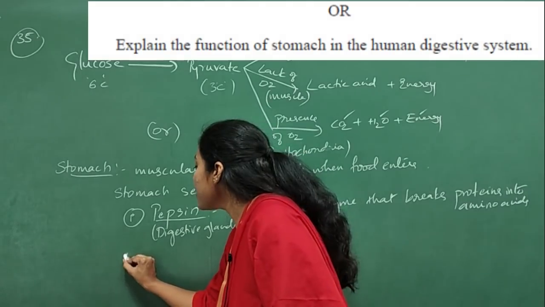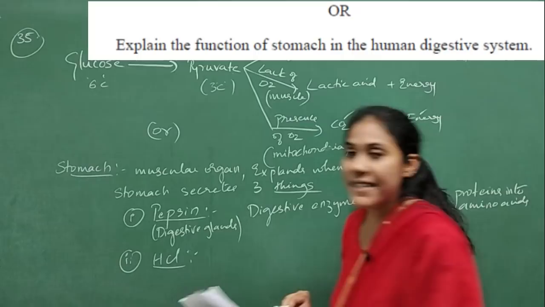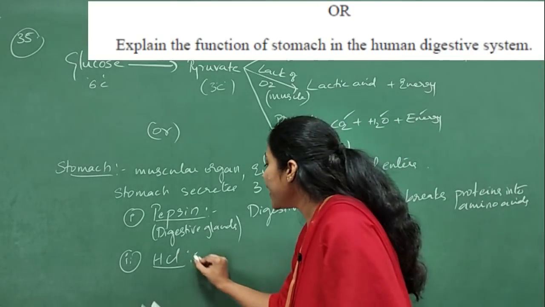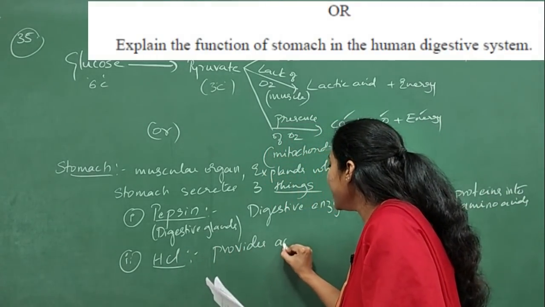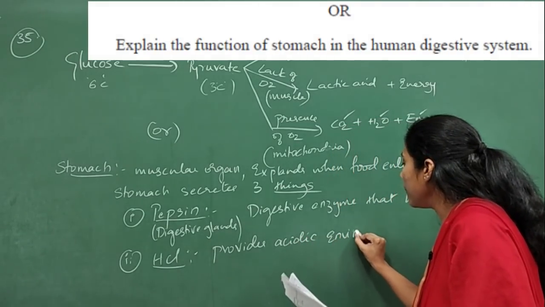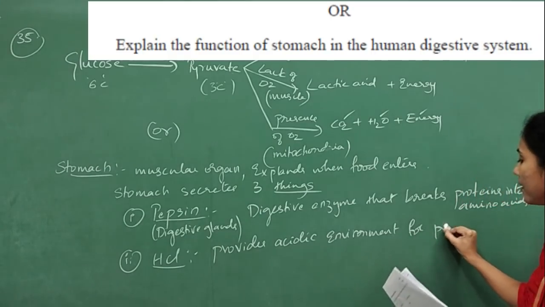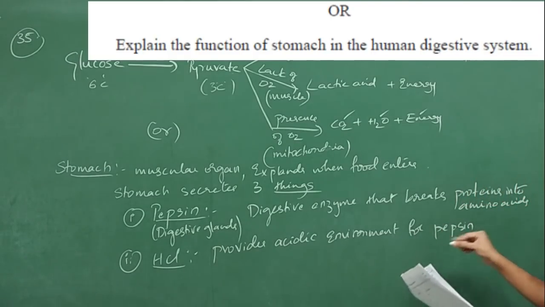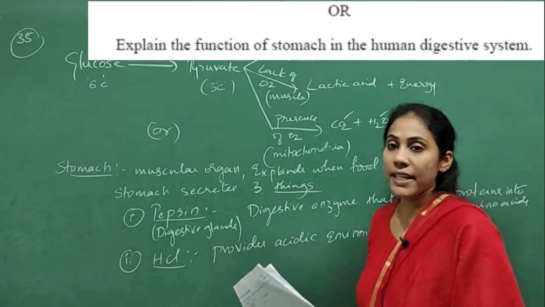And in a stomach, you will also have HCl. So why HCl is secreted? So HCl provides acidic environment for pepsin. Okay, so pepsin will work only in presence of acid. That is why HCl is also secreted.